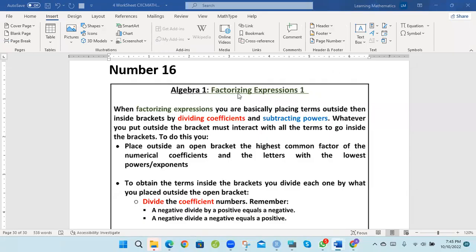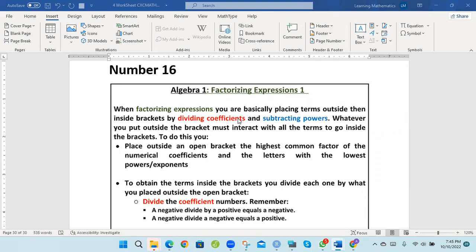Algebra 1, factorizing expressions 1. When factorizing expressions, you are basically placing terms outside then inside brackets by dividing coefficients and subtracting powers. Whereas expansion, you are multiplying coefficients and adding powers, factorization is the reverse process. You are dividing coefficients and subtracting powers.